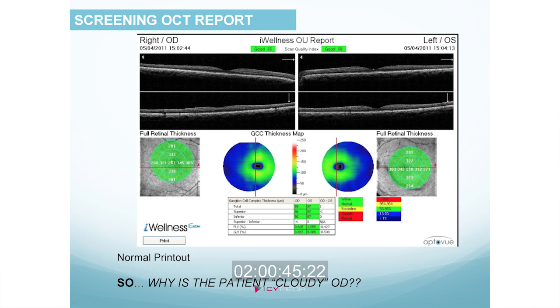So we get the screening OCT report, and we can see that it looks pretty unremarkable. The B scans look perfect. The retinal thickness maps look perfect. They're nice and green, exactly where we would want them to be. Look at the GCCs, they're perfect. Okay? They have that nice green donut around them.